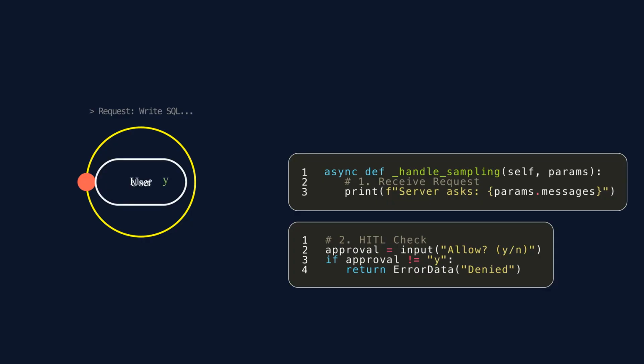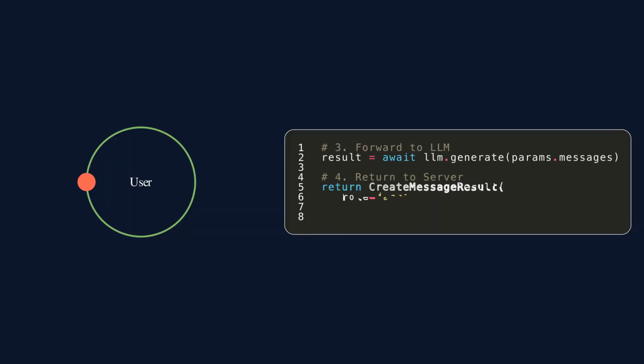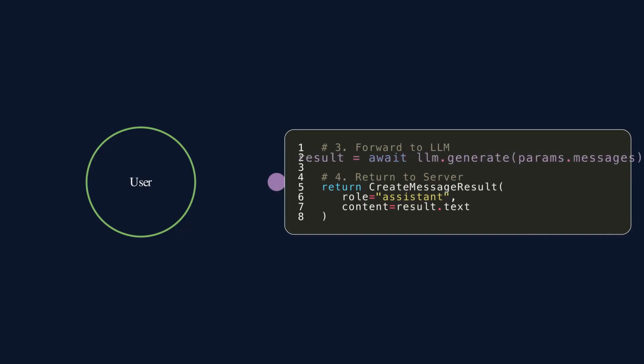This is where you must implement a human-in-the-loop workflow. Think of it as a security gate. The request stops here. The user sees the prompt the server wants to run. Only if the user approves does the gate open. The request then travels to the LLM, which generates a response.